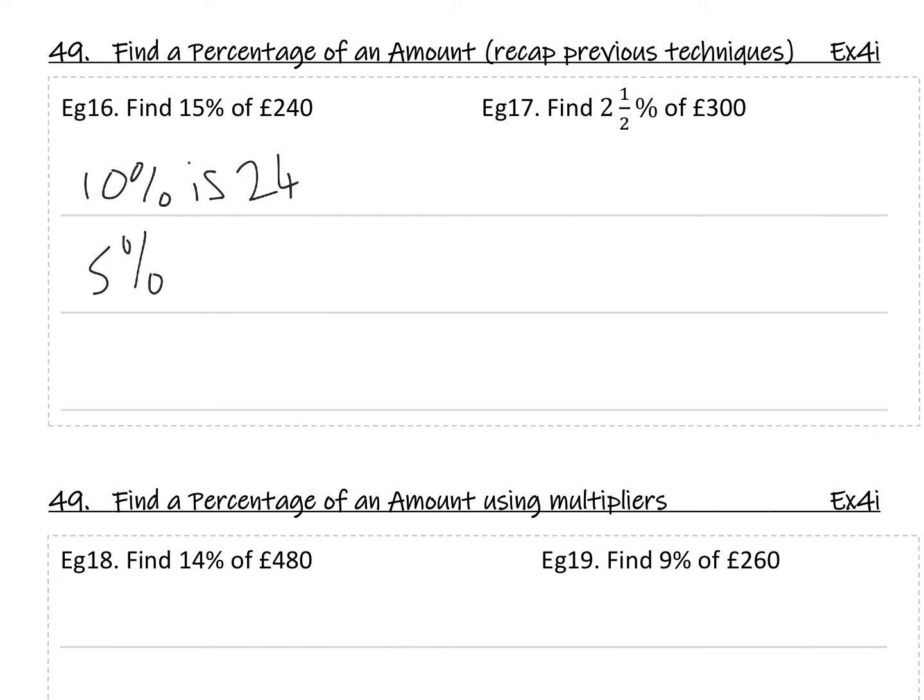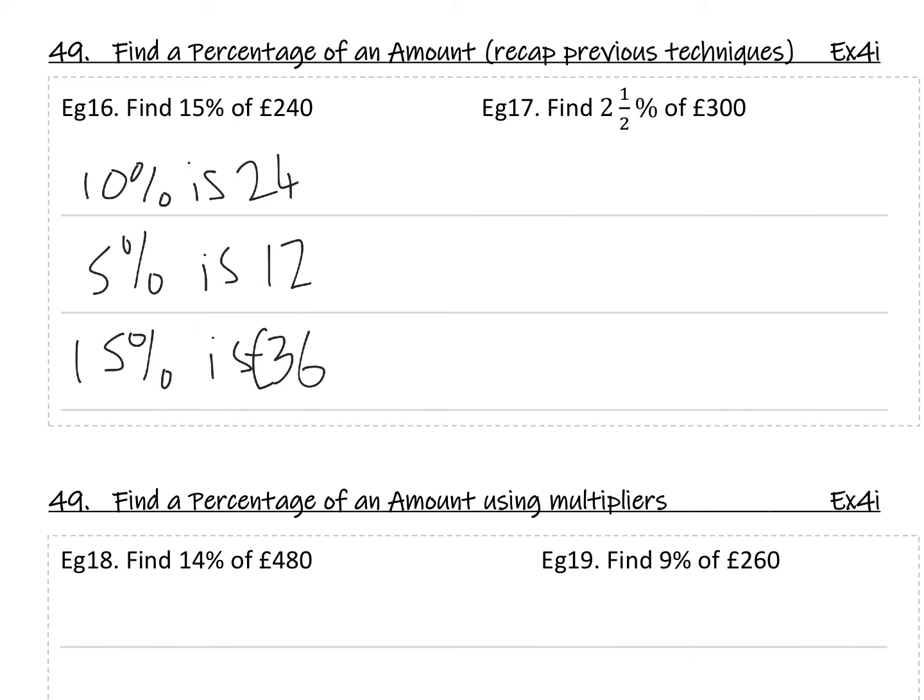5% I know is half of 10%, so I can divide 24 by 2 to get 12. And then I know 15% is 10% plus 5%, so that's 24 plus 12, which is 36. And then it would be £36 because the question is in pounds.